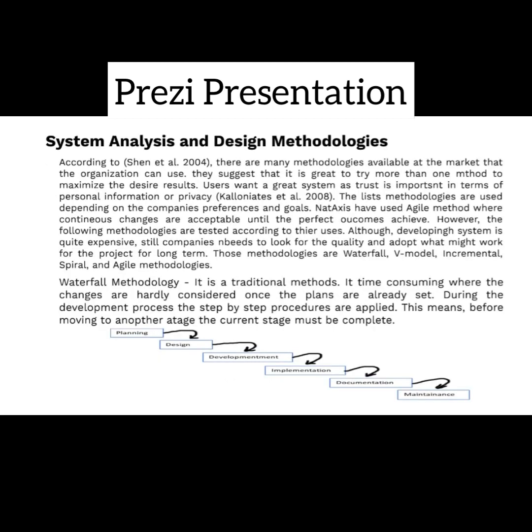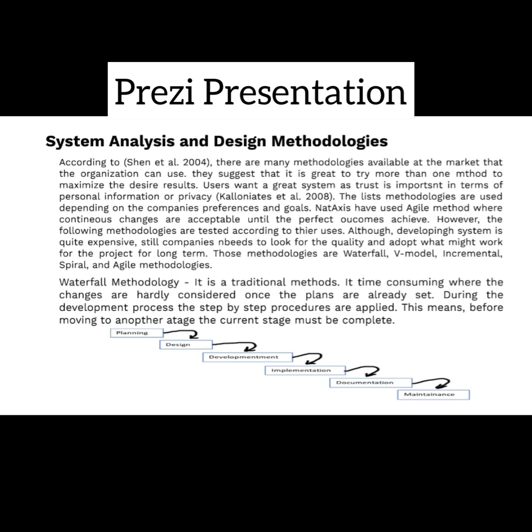Now let's move into system analysis and design methodologies. According to the author, there are many methodologies available in the market that the organization can use. They suggest that it is great to try more than one method to maximize the desired results. Users want a great system as trust is important in terms of personal information or privacy. Actually, we have a lot of methodologies, especially this time.